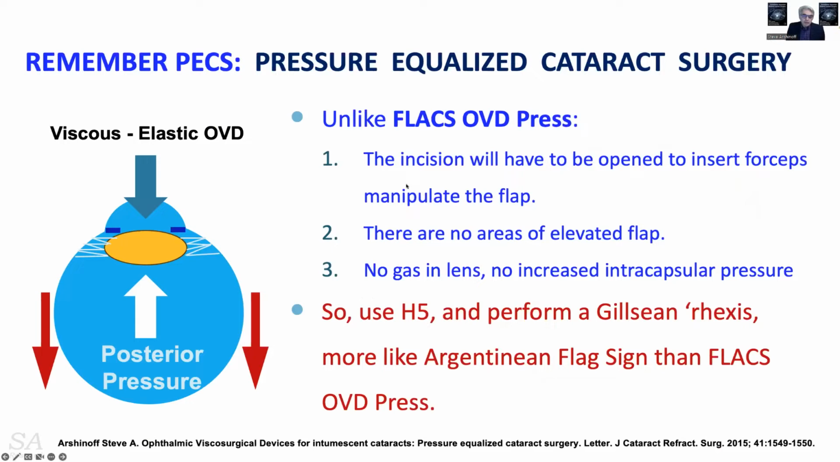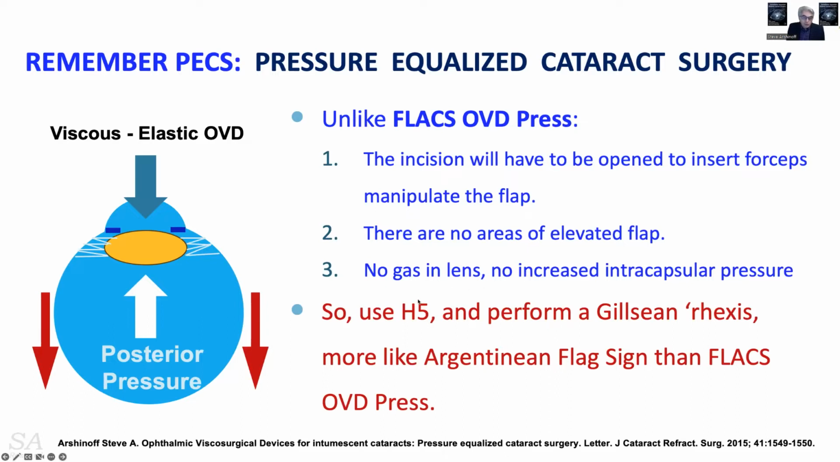So what happens is, unlike a usual FLACS OVD case, in this case, I'm going to have to open the incision, and I'm going to have to go all around that flap and make sure it's free. And because the incision will be open, it isn't quite the same as the usual FLACS case when I can do the depression of the capsule without opening the incision. And there are no areas here of the flap being elevated, so I don't really care how big the cannula is. And there's no gas in the lens. So the anterior capsule really isn't being pushed forward. It's just a really poor, ragged capsulotomy.